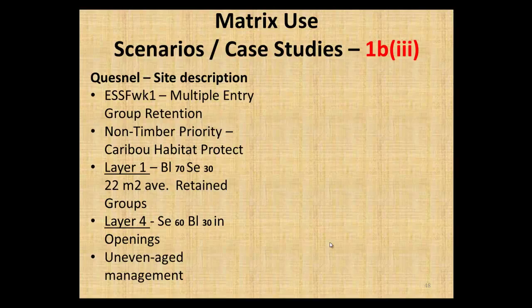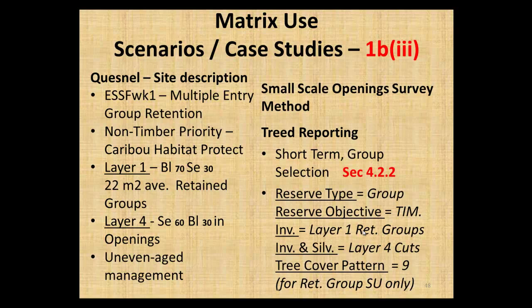Layer 1 is existing in the retained groups, balsam and Engelmann spruce, about 22 square meters, and layer 4 is being regenerated with Engelmann spruce and Lasiocarpa as well in the openings. So it's uneven age management, but in the group scenario. So a little more complicated, but again, this is because of caribou, and that's what they want to do.